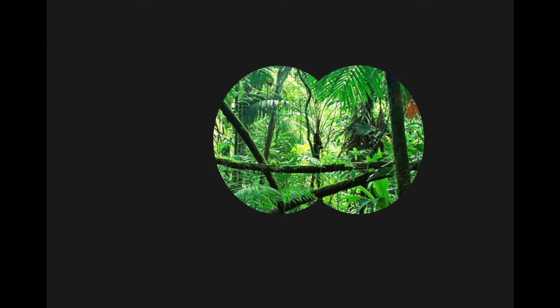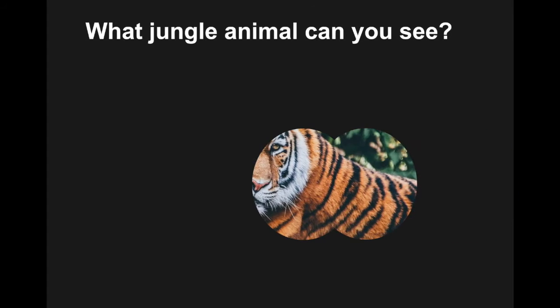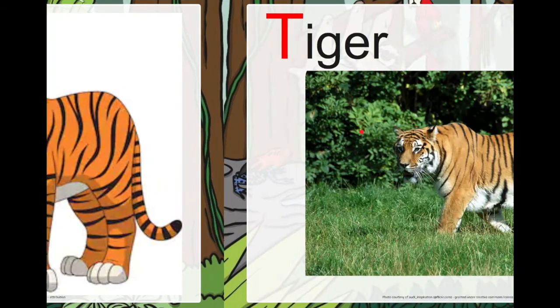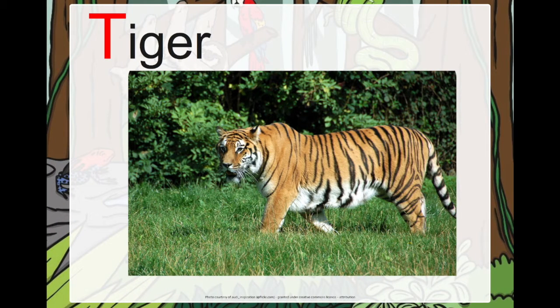So we're going through the jungle and we're looking for animals. Oh, we see something. What jungle animal can you see? That is correct. Tiger starts with a T. Tiger. And tiger is orange and it has black stripes. You're right. And what does this tiger say? The tiger says, rrrr. And this is a real life tiger. So they're quite big.